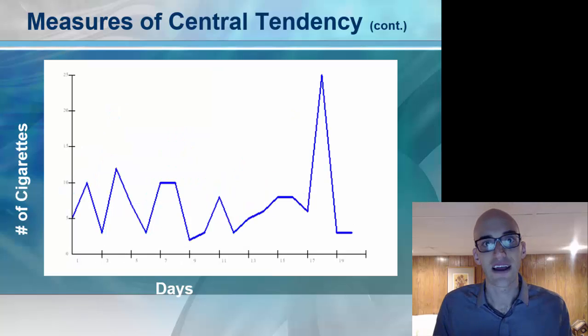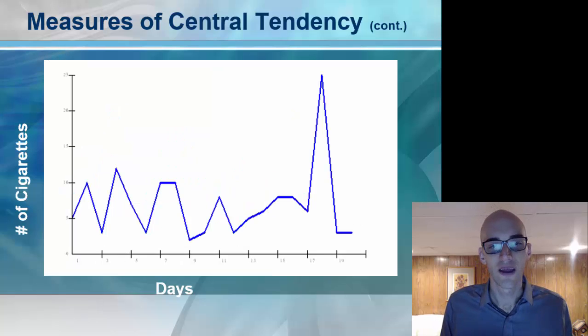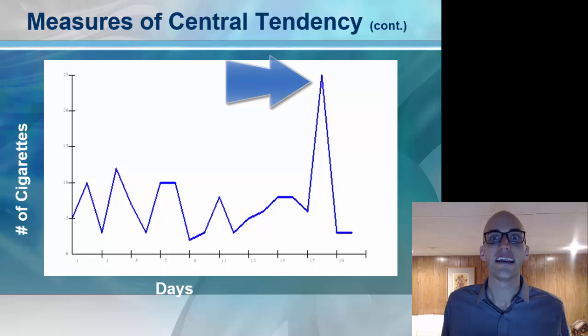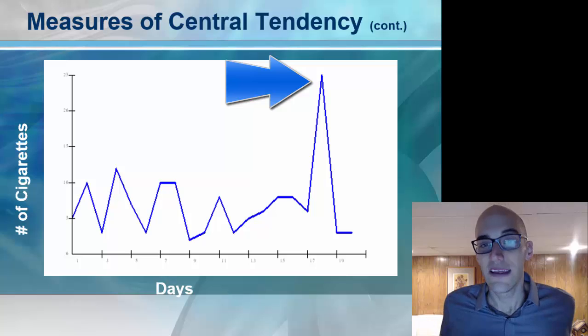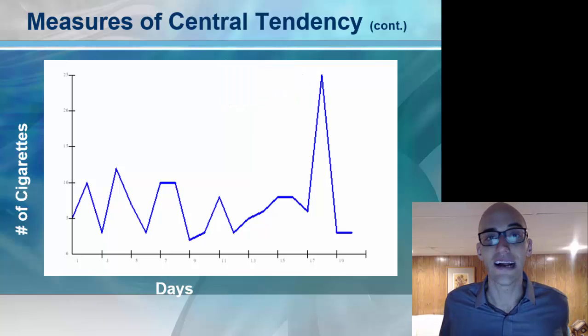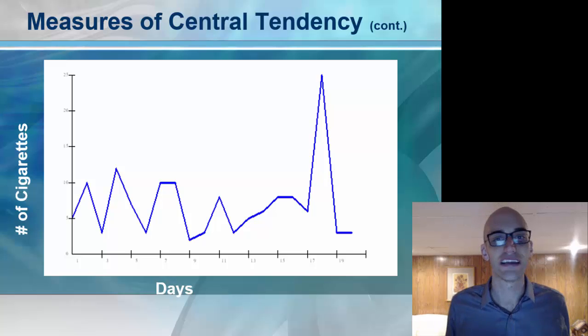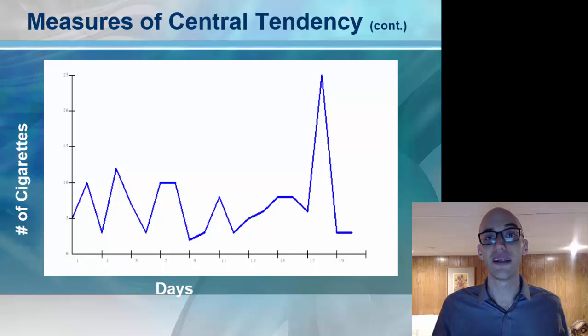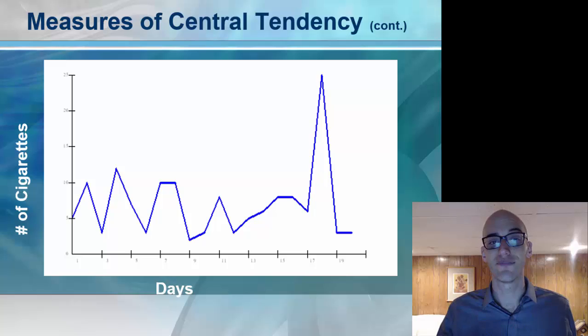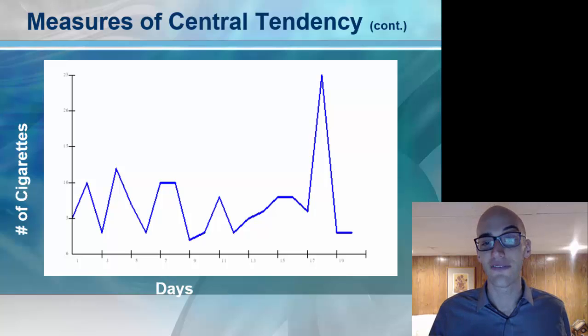But in this case, we've got a really big outlier here. Whatever happened on day 18, this person smoked 25 cigarettes. Maybe, who knows, maybe they got into a car accident. Maybe it was a Packers game and they were getting beaten horribly. Who knows? But whatever happened on that day really, really stressed them out. You wouldn't want to report the mean for this data because the day they smoked 25 cigarettes is twice as much as most other days here.